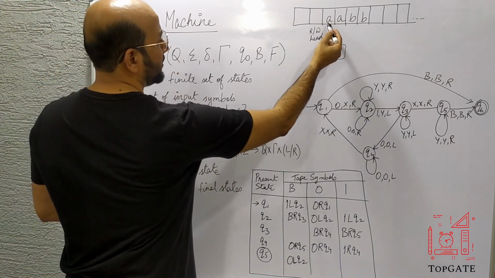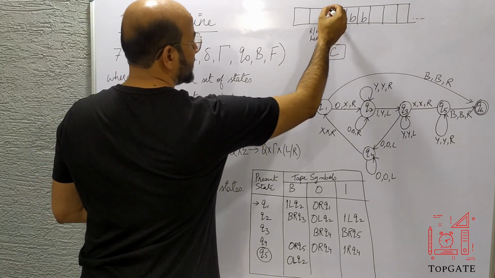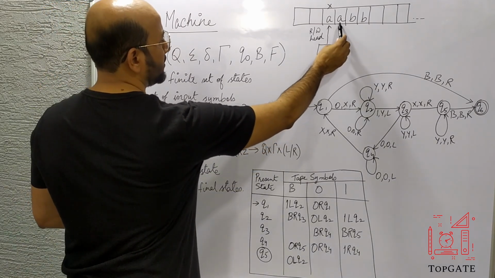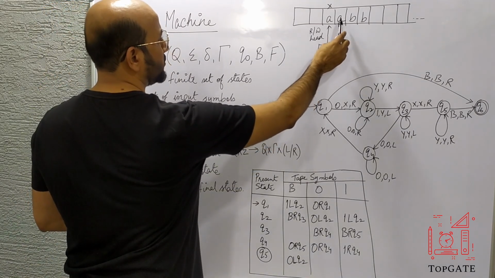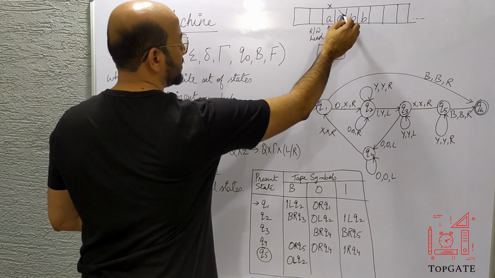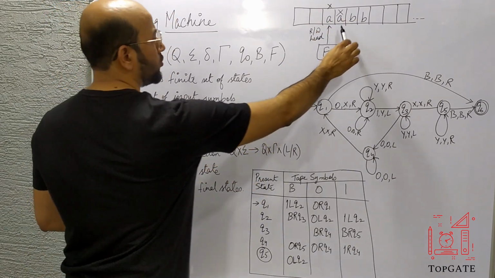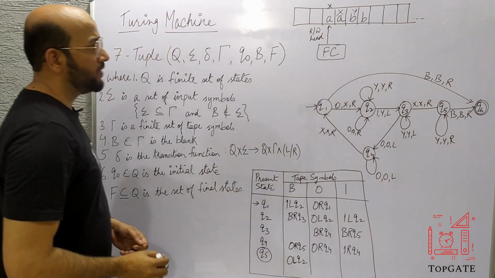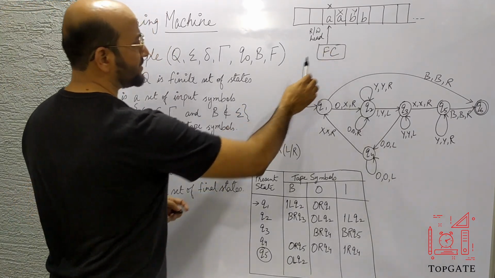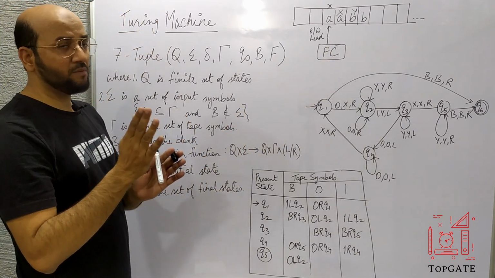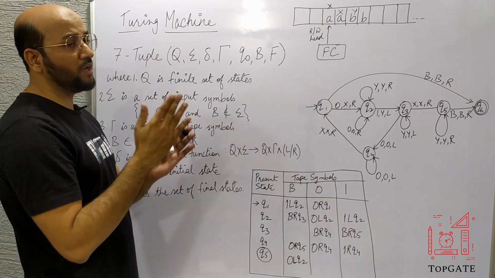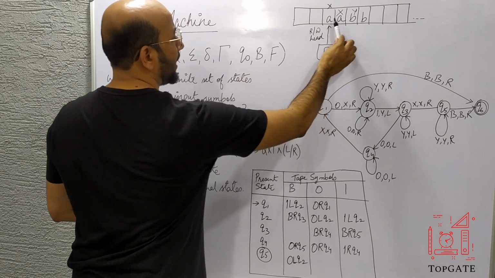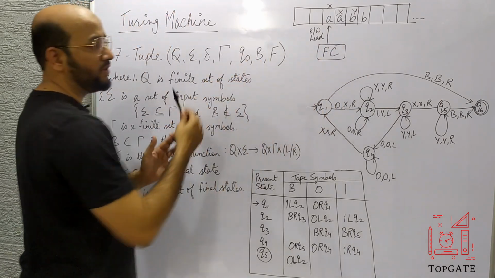It can read this A and change it to X. Then it can move forward, read the next A, and change it to X. It can go forward again, read this B and change it to Y. The read-write head can move in the right direction, and it can also move in the left direction. So it can go this way, read the elements, and come back and read the elements in the left direction as well.